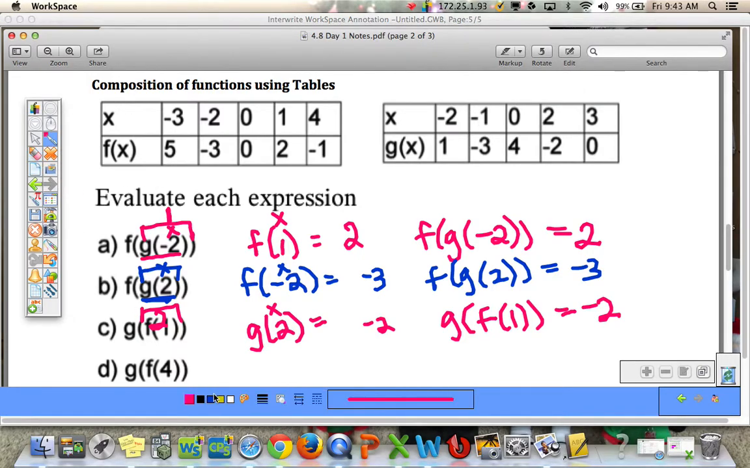Okay, so we have g of f of 4. So start with f of 4, the f function. When x is 4, what's the y value? The f of x value is negative 1. So g of negative 1.